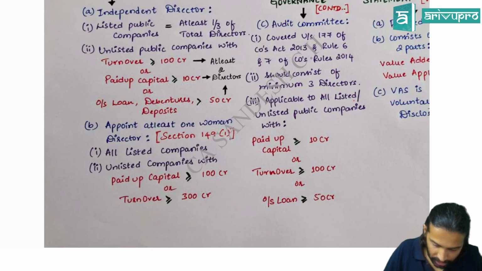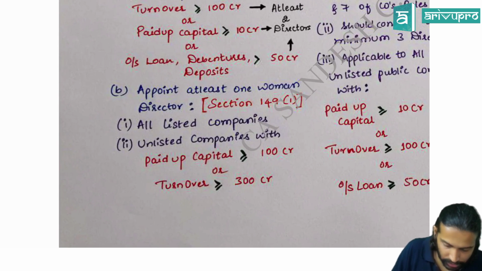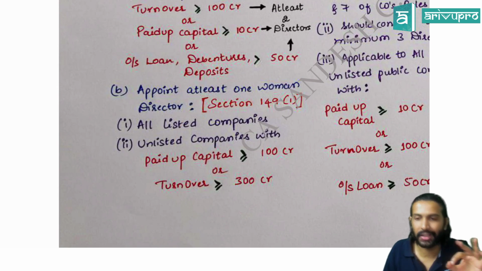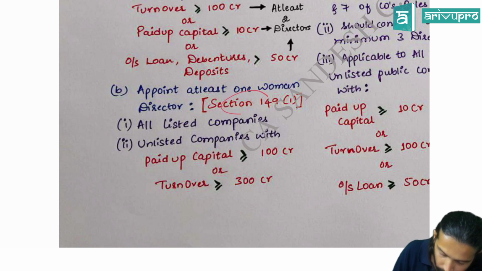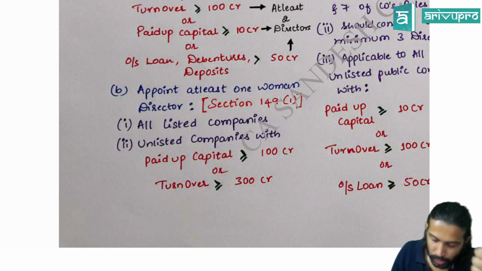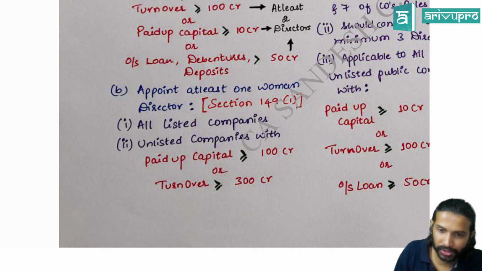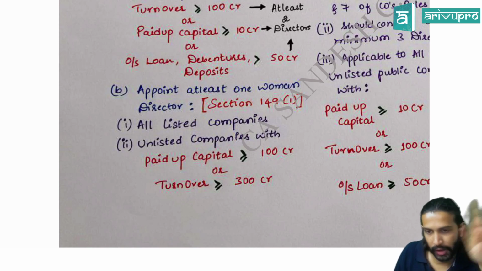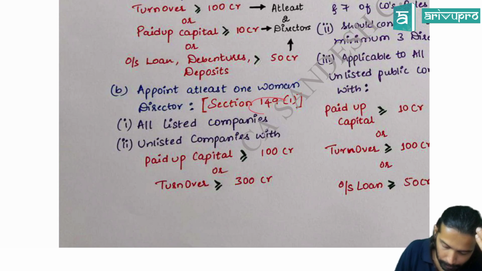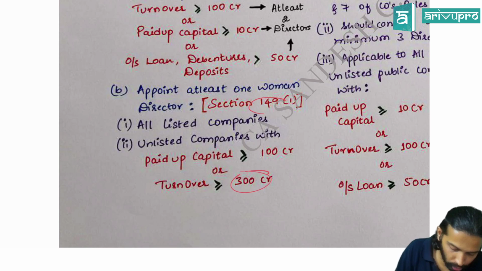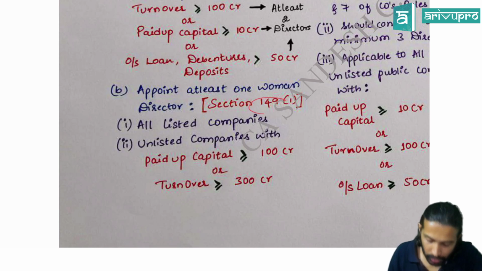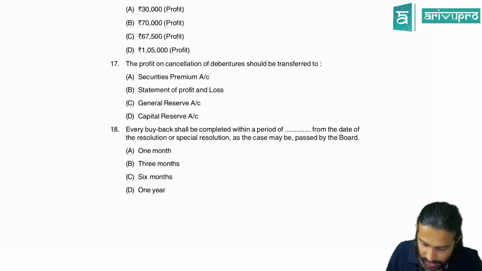Here, as per section 149. That's the reason we wrote the chart. Hence I told you, each and every word of the charts is important because such questions have been asked. If the following company needs to apply at least one woman director, one is all listed companies. If unlisted companies, if 149 has to apply, their paid up capital should be at least 100 crores or more, and turnover should be at least 300 crores or more. So they framed the question with respect to paid up capital here. So the answer is that one.